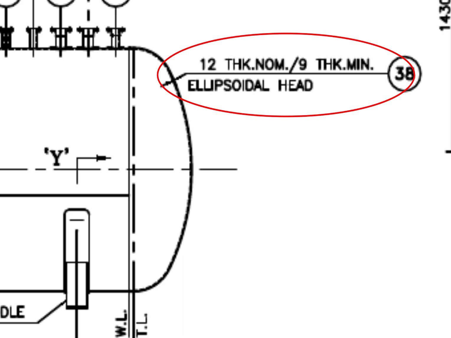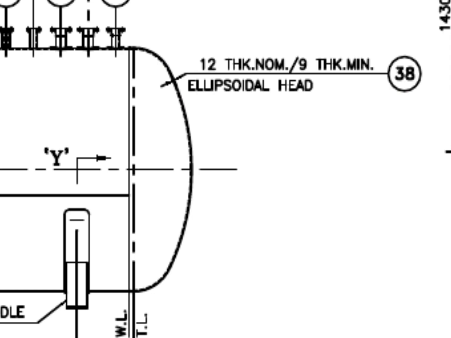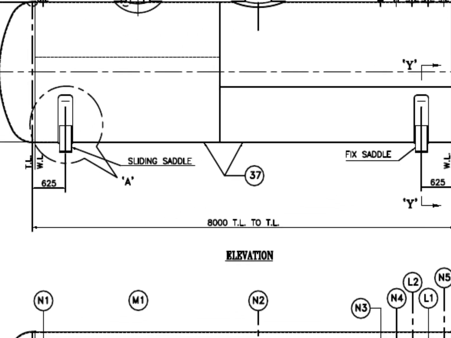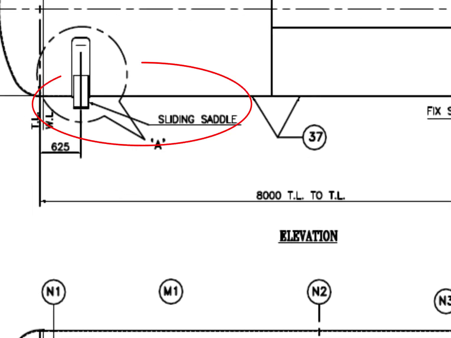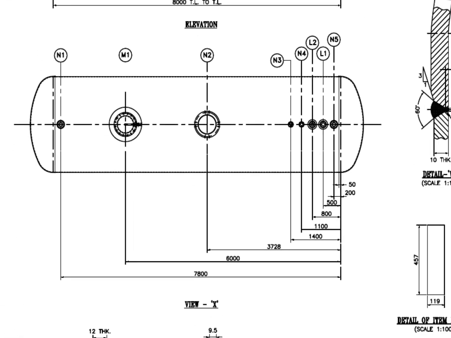See the description. It says the dish end is ellipsoidal, the dish blank thickness is 12 mm and after forming, the minimum thickness shall be 9 mm. See the saddle supports. This one is fixed. This one is a sliding saddle. See the top view of the vessel and study the nozzle arrangements.